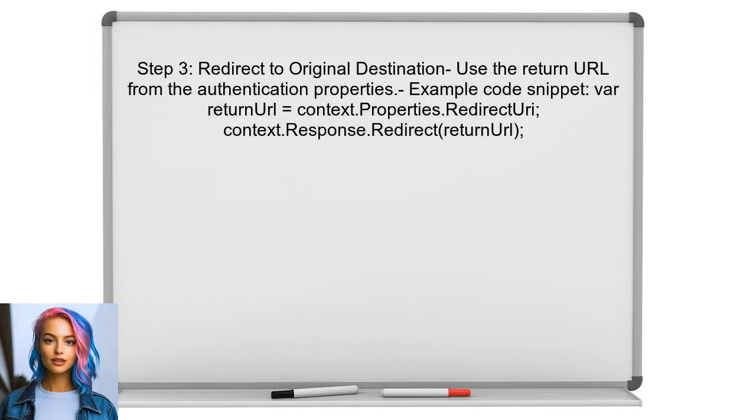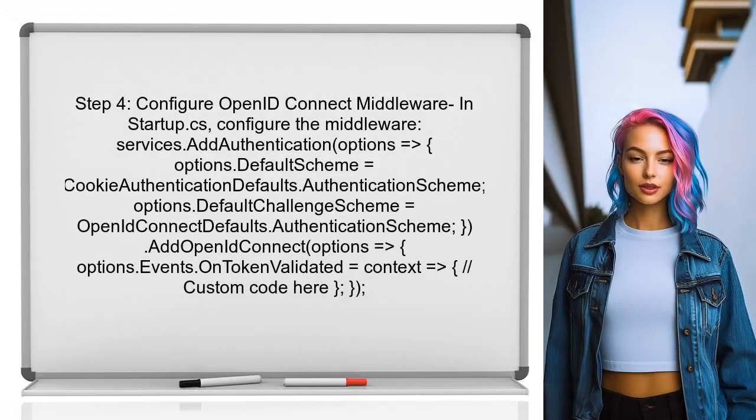After determining if it's the user's first sign-in, the user should redirect them back to their original destination. This can be achieved by using the return URL stored in the authentication properties. Finally, the user should ensure that their application is configured to handle these events properly. This includes setting up the OpenID Connect middleware in the startup configuration.